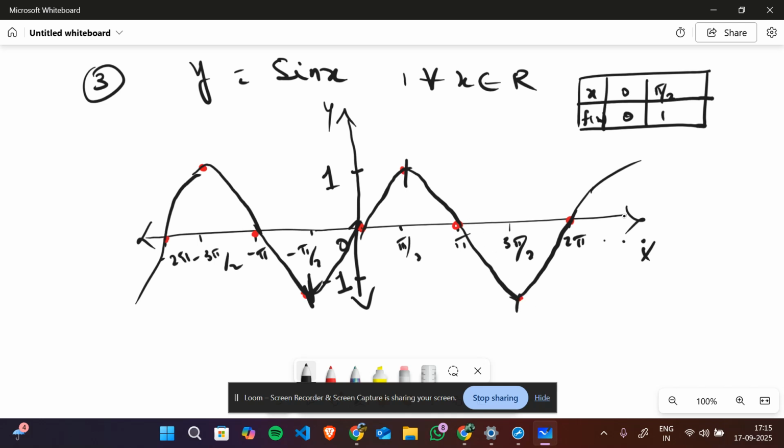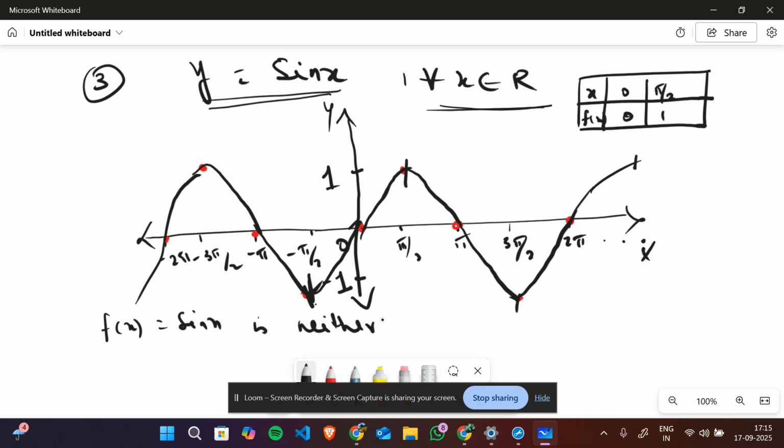So in such cases, what can you say about the function sin x for all x belongs to R, whether it is an increasing function or a decreasing function? Throughout its domain, the function f of x equal to sin x is neither increasing nor decreasing. But if you split the domain into several intervals, minus pi by 2 to pi by 2, or only 0 to pi by 2, then you can say that the function f of x equal to sin x is an increasing function. But throughout the domain, for all x belongs to R, it is neither increasing nor decreasing.